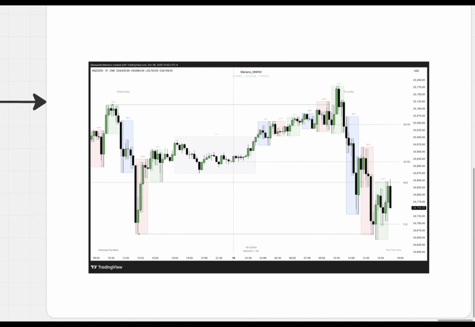Every trader wants to know what's next, but the truth is the market already tells you what's next every single day in the same sequence. Your job is just to recognize the profile and trade in sync with it. That's how you align your bias with time, and that's what real precision looks like.